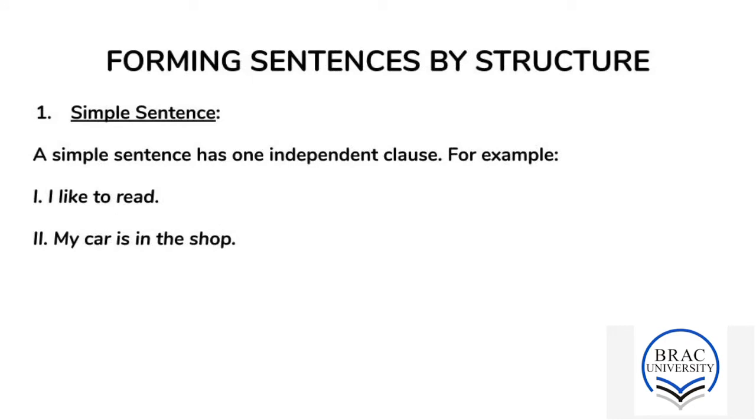Next, we are going to talk about some basic structures that help to form sentences. The first one is forming a simple sentence. A simple sentence has one independent clause. For example, I like to read, my car is in the shop. So in the first sentence, read is working as the independent clause, followed by shop is working as the independent clause of the second example.